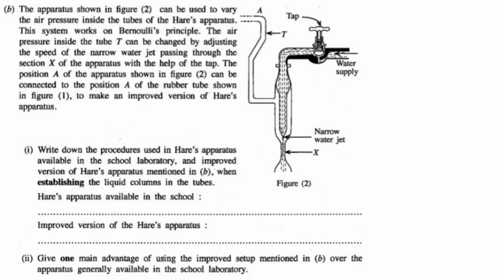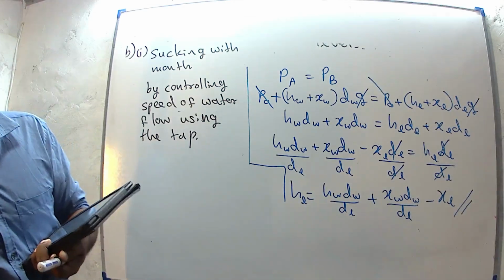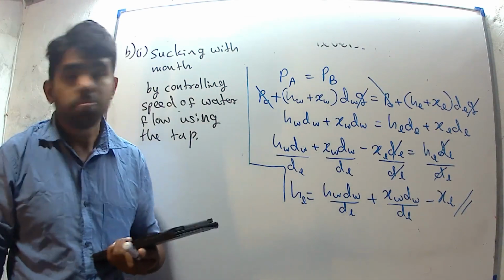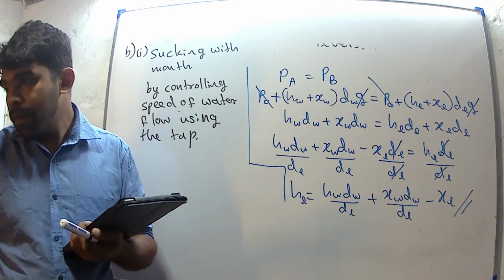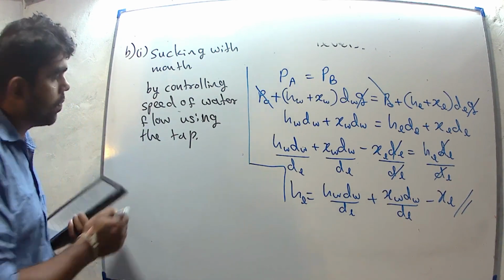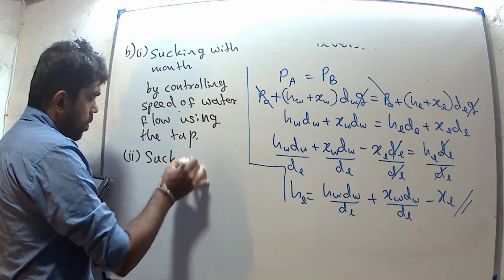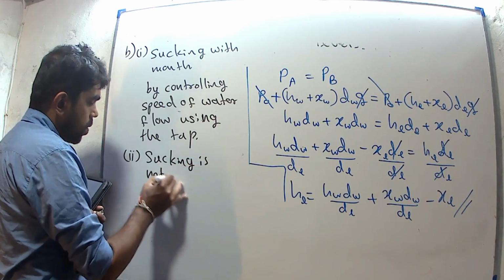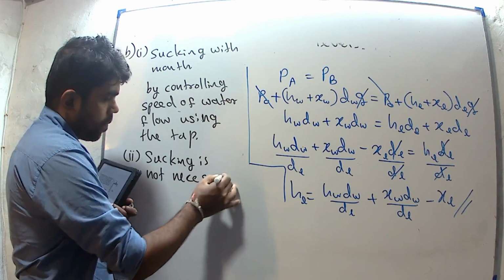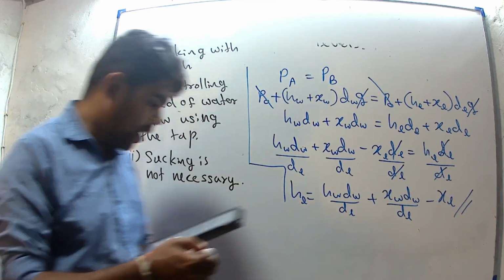Part 2. Give one main advantage of using the improved setup mentioned in B over the apparatus generally available in the school laboratory. We have to write one main advantage. When using this setup, we can write sucking is not necessary. It is the main advantage.